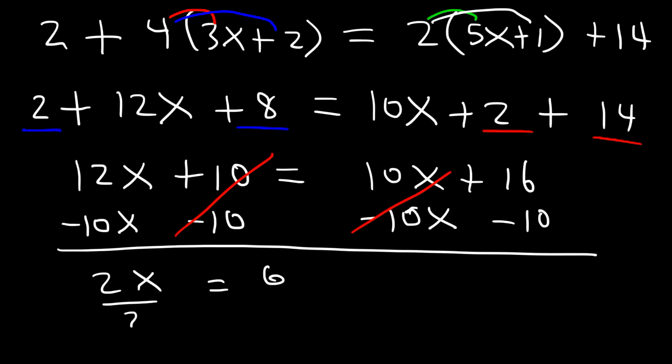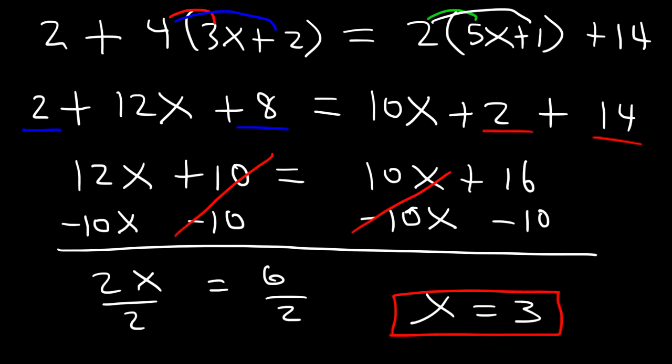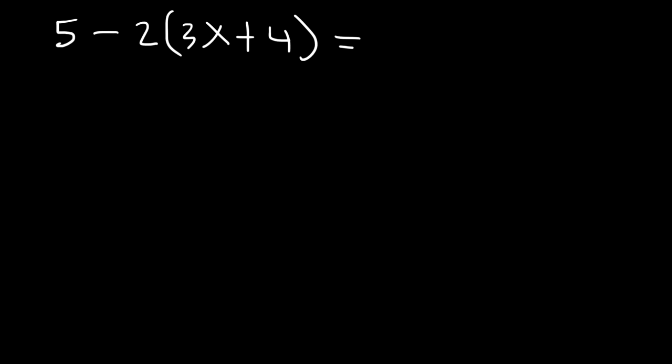Now all we need to do is divide by 2. 6 divided by 2 is 3. And so x is equal to 3. And that's the answer. Here's a similar problem that you could try. Let's say that 5 minus 2 times 3x plus 4 is equal to 3 minus 4 times 2x plus 1. So based on the last problem, go ahead and try these problems.